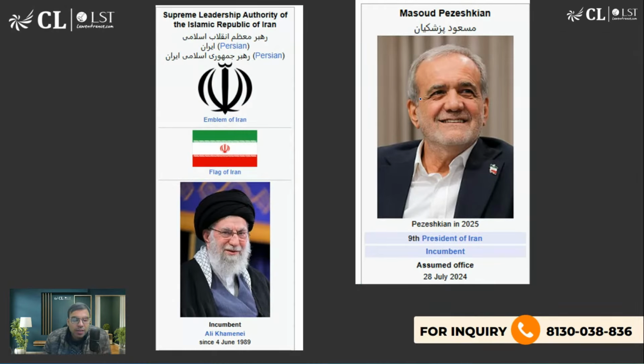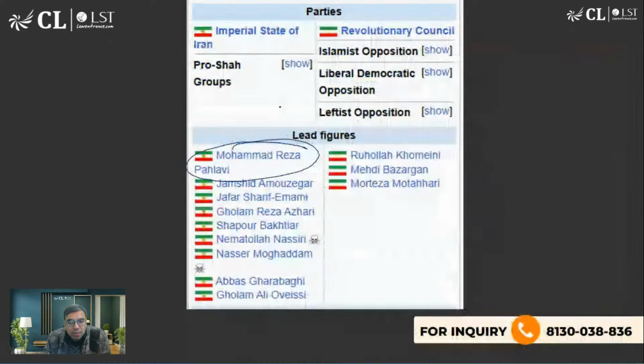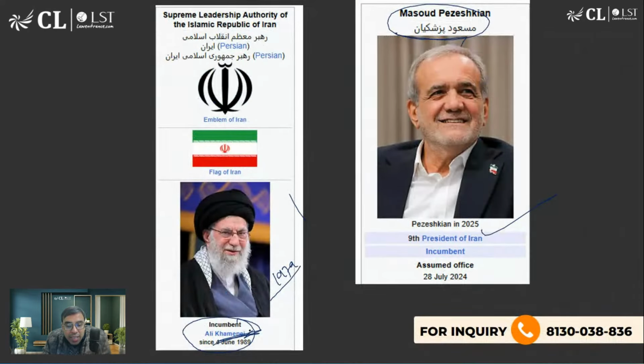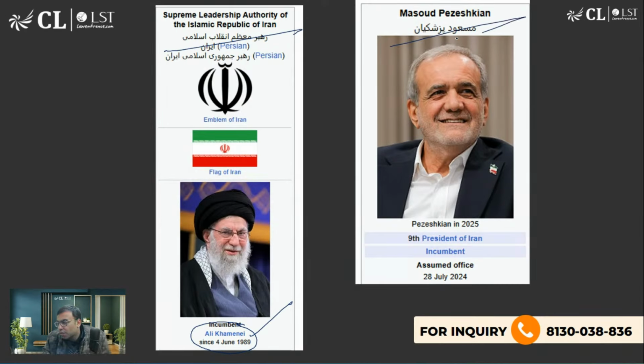And the current setup of Iran's government is like this: there is a president, Masoud Pezeshkian is the president of Iran, and Ayatollah Ali Khamenei. This is not the same person who brought the 1979 revolution. The person who spearheaded the 1979 Iranian revolution was Ruhollah Khomeini. The current supreme leader of Iran is Ali Khamenei. So the names are not the same. They are two different persons. That is what you should know.